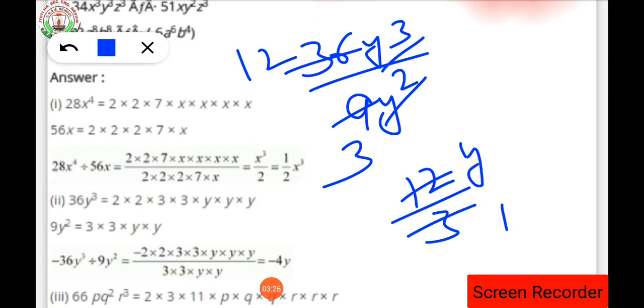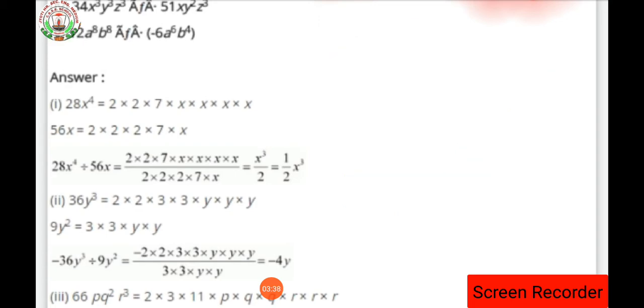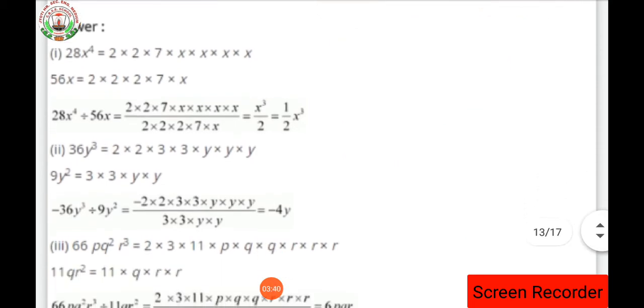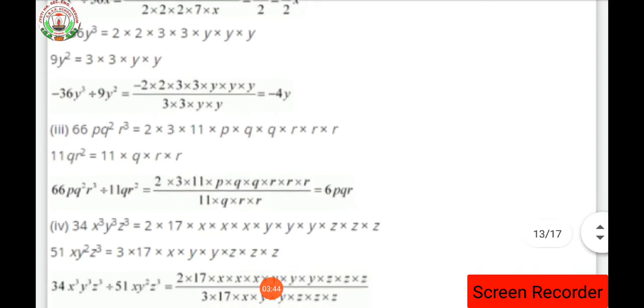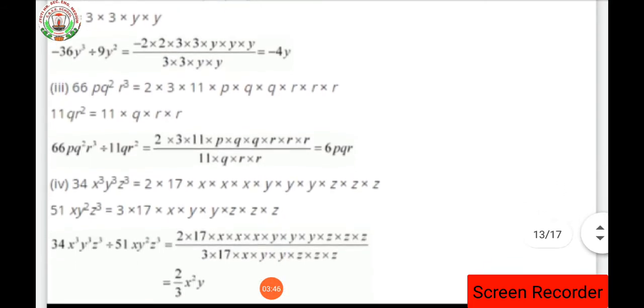So 3 ones are 3 and 3 fours are 12. So what is the answer over here? That is 4y. Since minus 36 is present here, the minus sign will be present in the answer. So what will be the answer for that? That is minus 4y. Clear students? So in this way you have to solve all the questions. It's a revision class, that's why we are not going in a very deep way.